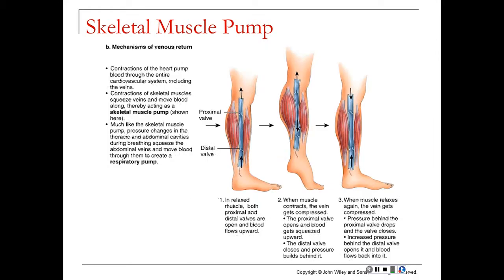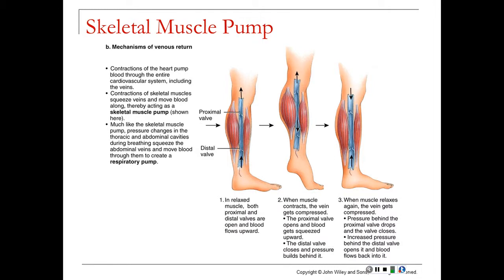And here you see what I was mentioning. The contractions of the heart pump the blood through the entire cardiovascular system. The contractions of the skeletal muscles squeeze those veins to move the blood along. Thereby it's called that skeletal muscle pump. Much like the skeletal muscle pump, the pressure changes in the thoracic and abdominal cavities during breathing also squeeze that blood through, and that's called the respiratory pump. In a relaxed muscle, both the proximal and distal valves are open, allowing that blood to flow upward.